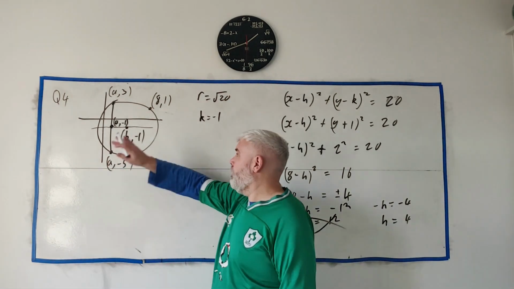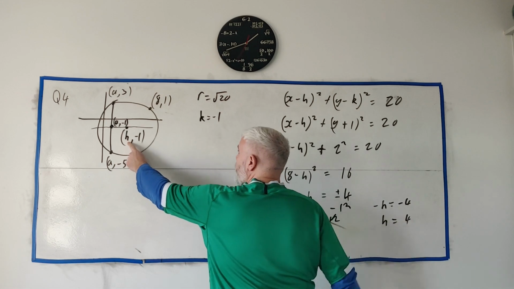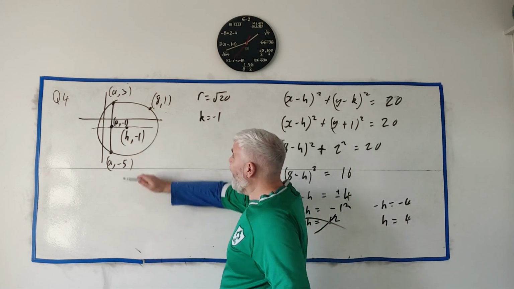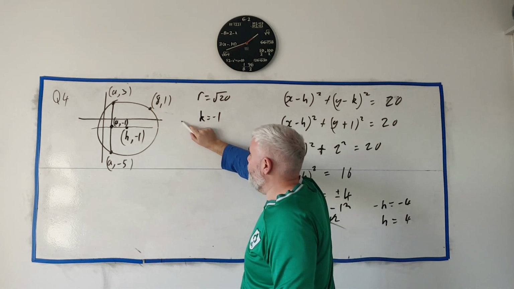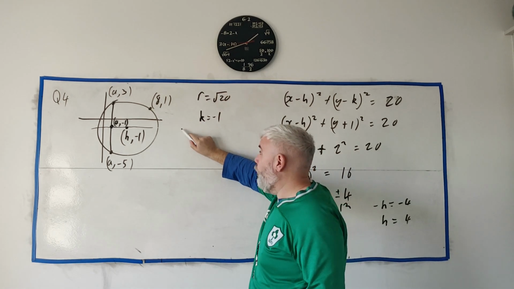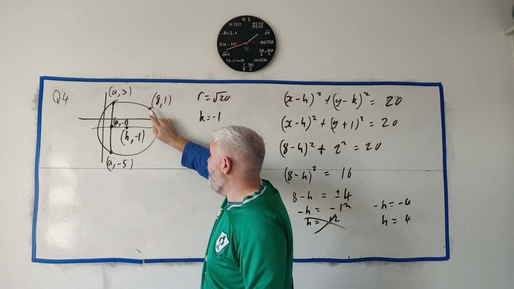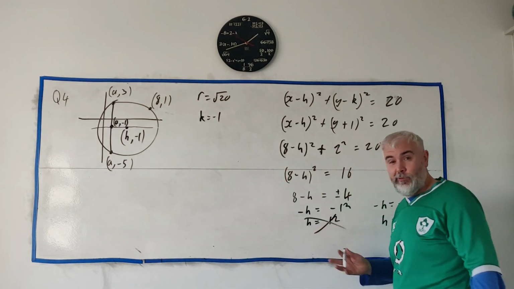Use your common sense. Look at the picture. H is either 4 or 12. It can't be 12. Here's 8. 12 would put it down here somewhere. It wouldn't make sense to the image. 4, it would mean it's between 8 and 0. Yeah, that'd make perfect sense. So we can eliminate this one quite easily.